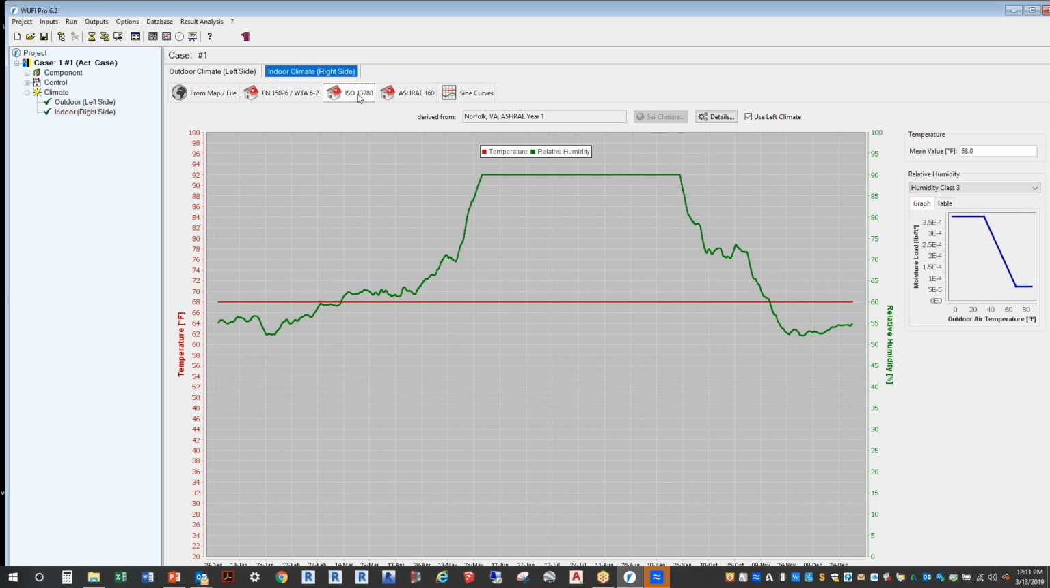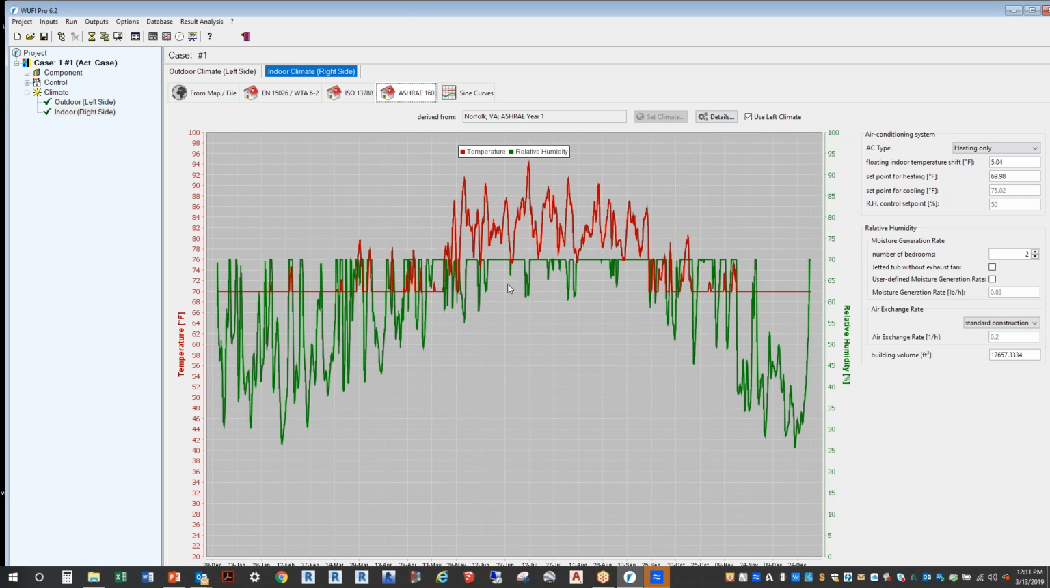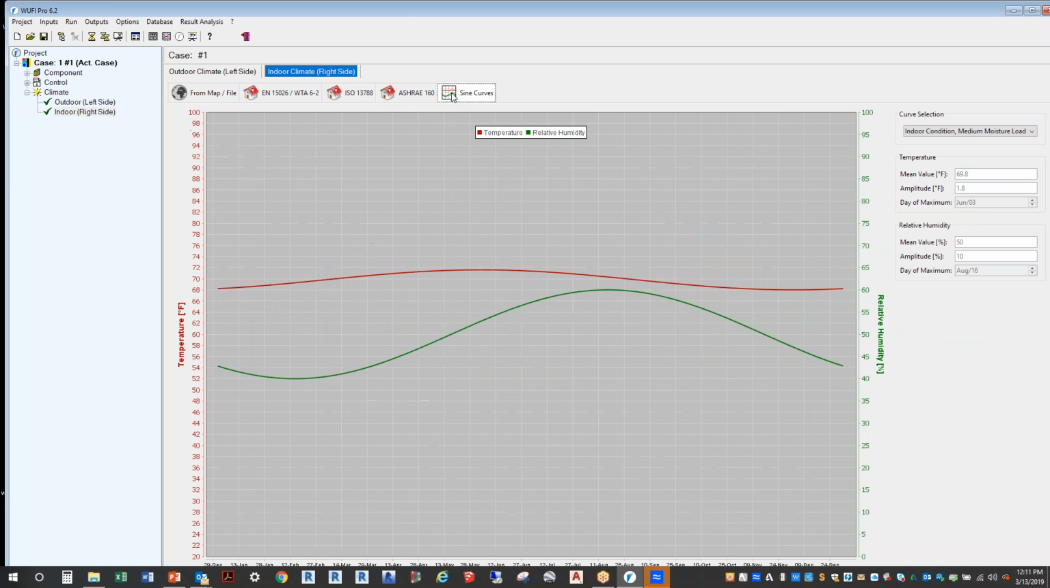And then there are different standards that you can use here. ASHRAE 160, but these temperatures are not realistic for the inside, the dry side of a residential application. And then I like the sine curves myself because you can limit these. You can set them over here on the right. You can choose your moisture load on the inside.